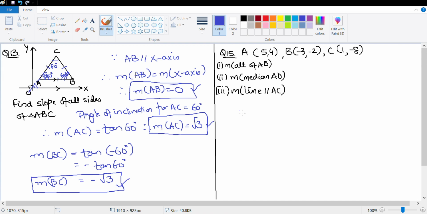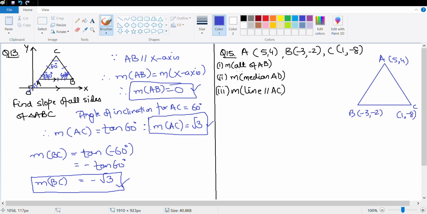Question number 15. A, B, C are the vertices of a triangle ABC. Perfect. Find the slope of the altitude of AB. Like I always do, I will draw a rough diagram so that I can visualize the question much better. So this is A, this is 5, 4. This is B, negative 3, negative 2, and this is C, 1, negative 8.